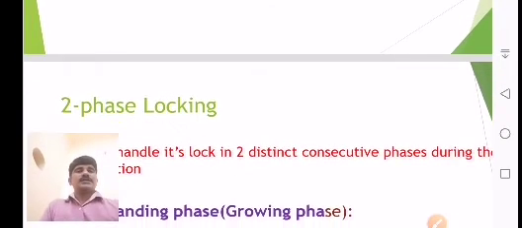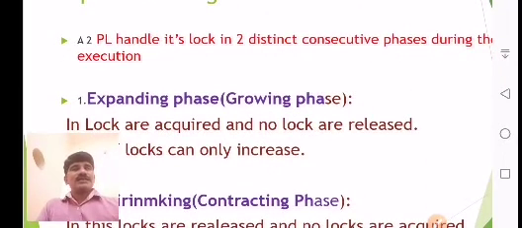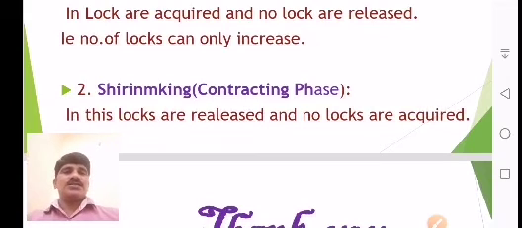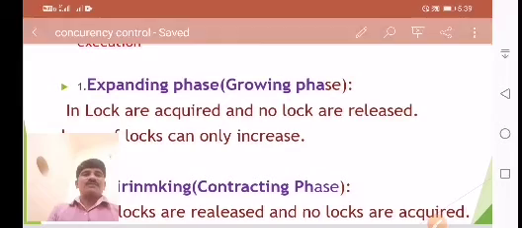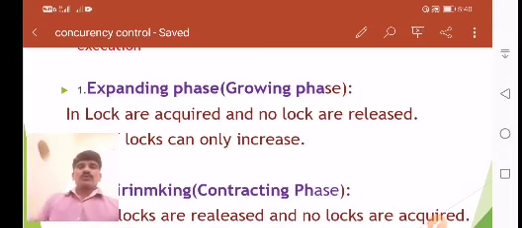And the third one is two-phase locking, which can be indicated with 2PL. Two-phase locking handles locks in two distinct phases during the execution of a database: number one is the expanding phase and the second one is the shrinking phase. The expanding phase is also known as the growing phase.